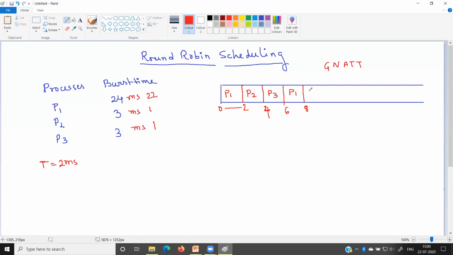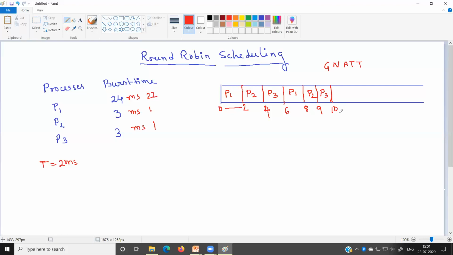Now after P1, P2 will start. You observe that P2 only has 1 millisecond burst time, and the time slot is 2 milliseconds. So P2 will take only 1 millisecond from that time slot and complete. It will leave the CPU at 9. At 9, the next process P3 will start its execution. As P3 needs only 1 unit of time, it will leave the CPU at time 10.